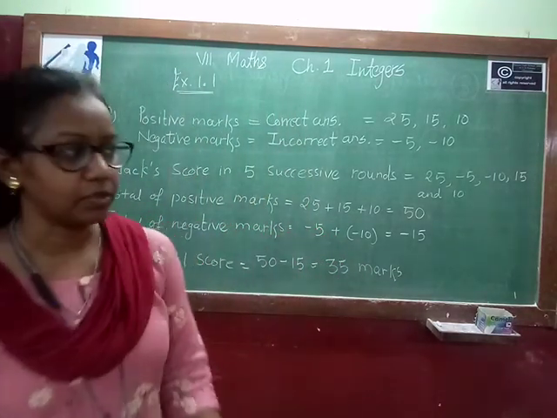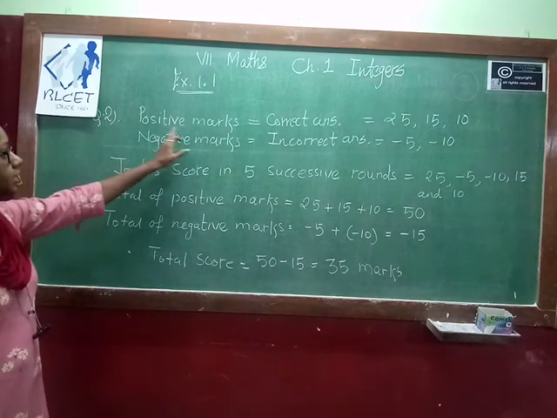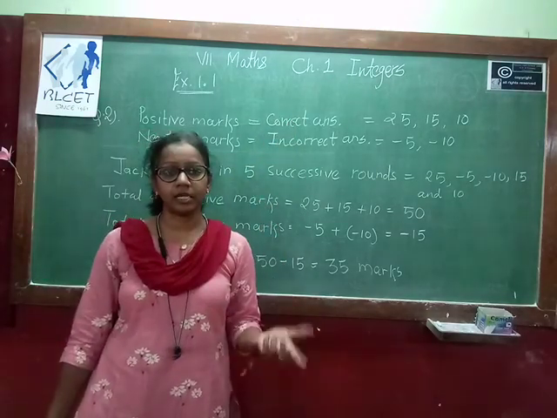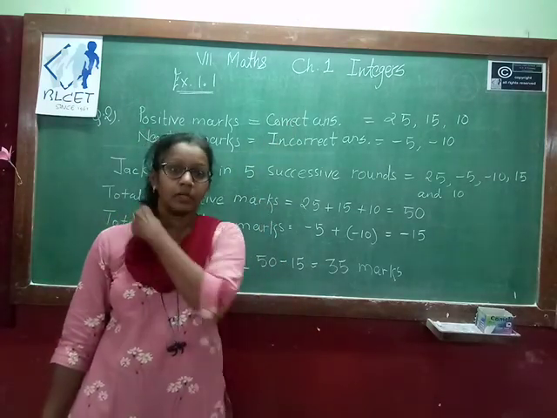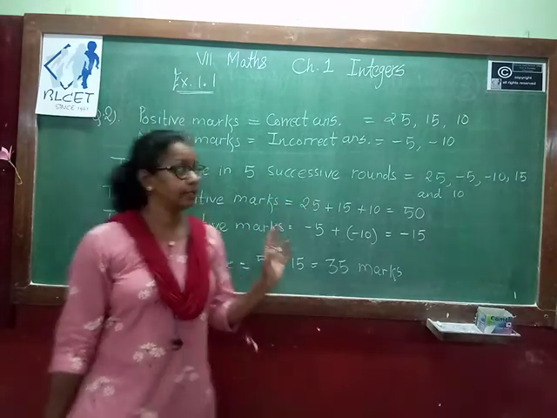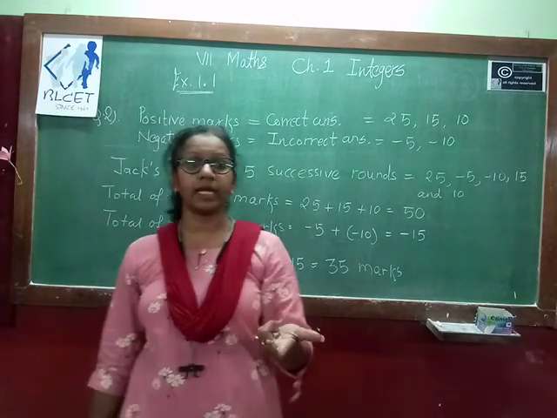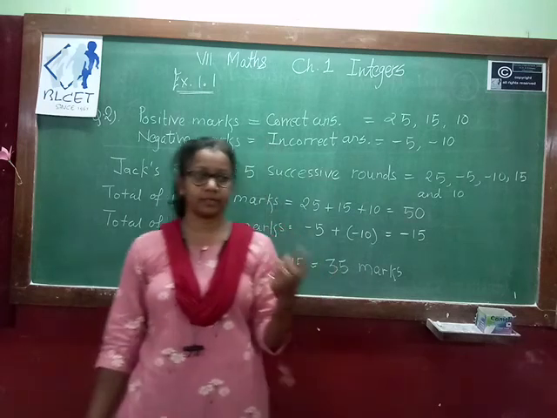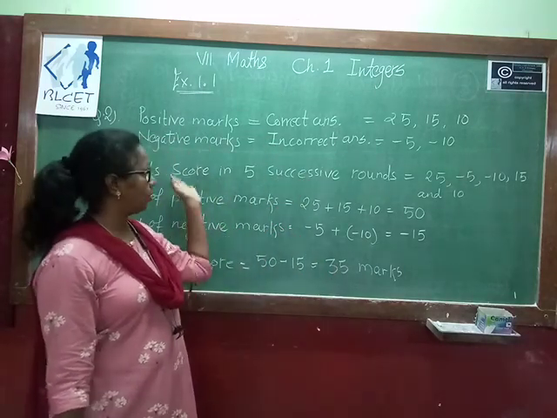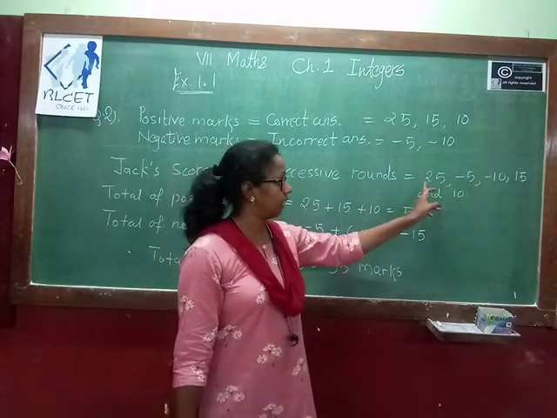So I have solved the question. Understand the question first. What is the given thing? Positive marks for correct answer. So if you are giving the correct answer, you are getting the positive numbers, means plus sign. And negative marks, if you are giving the incorrect answer, then I will give you negative marking, means minus sign.